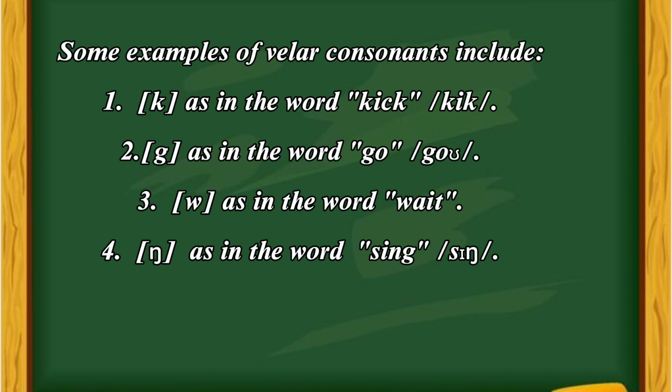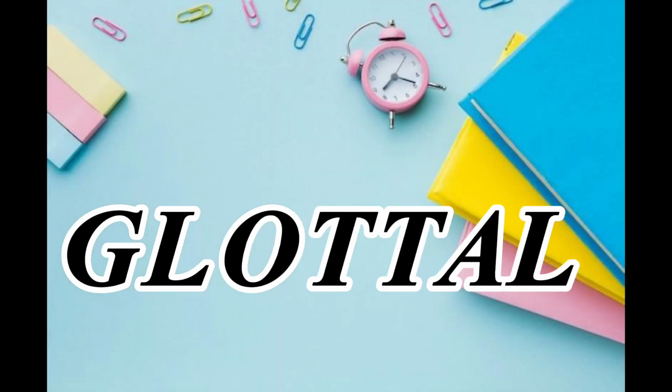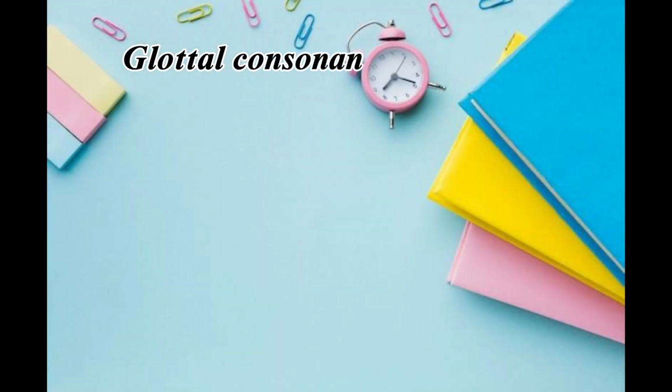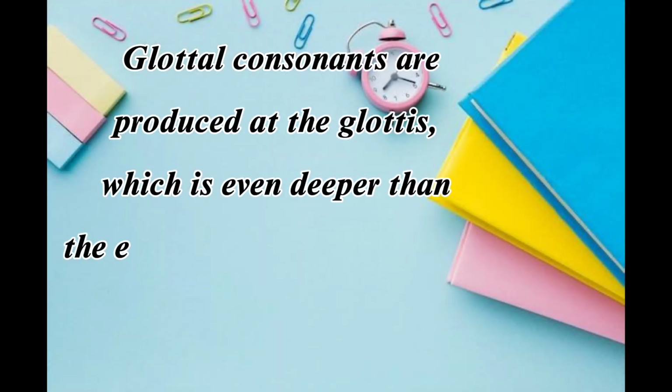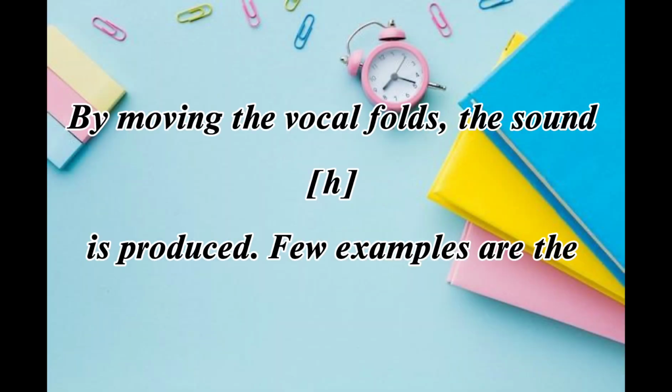And the last part of the place of articulation is the glottal. Glottal consonants are produced at the glottis, which is even deeper than the epiglottis and the pharynx. The glottis is part of the larynx that contains the vocal cords and the opening between the cords, just above the esophagus. The vocal cords are constricted, but some air still passes through. This causes vibration. After the vibration, the sound h is produced.